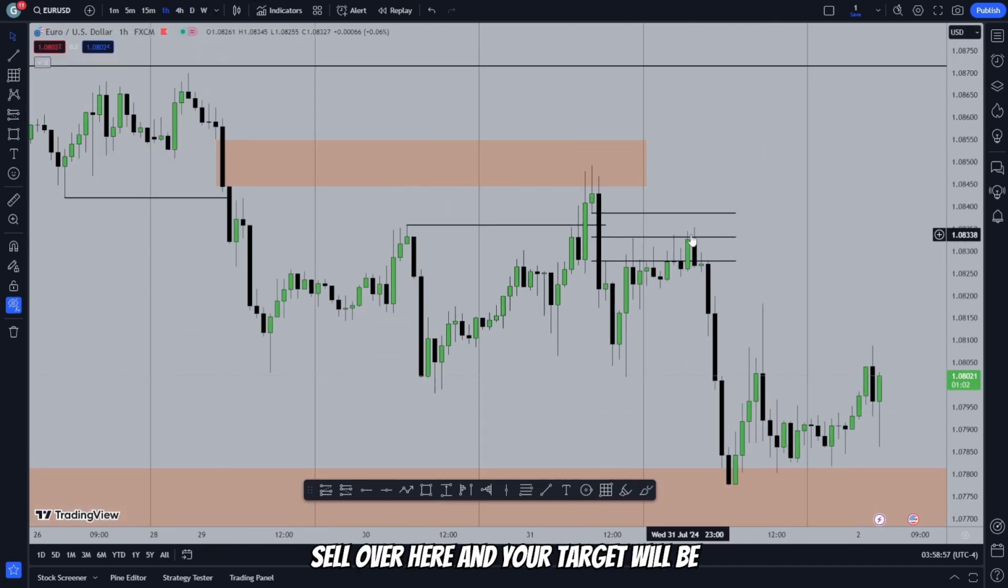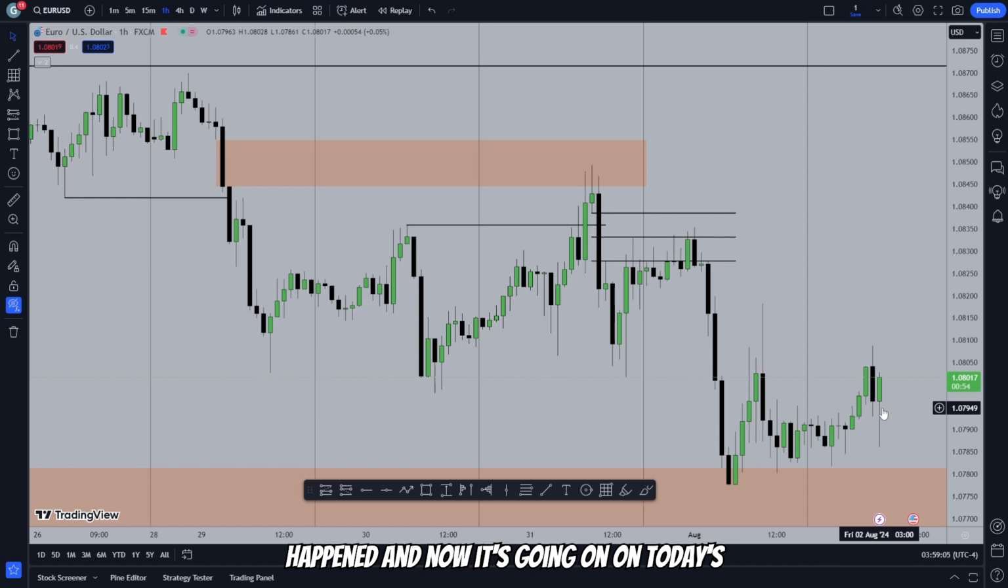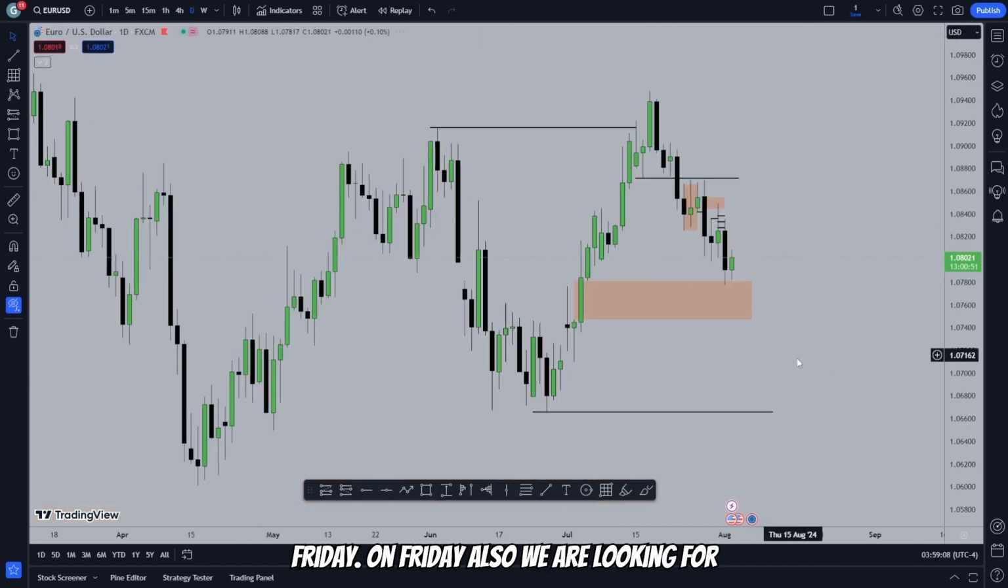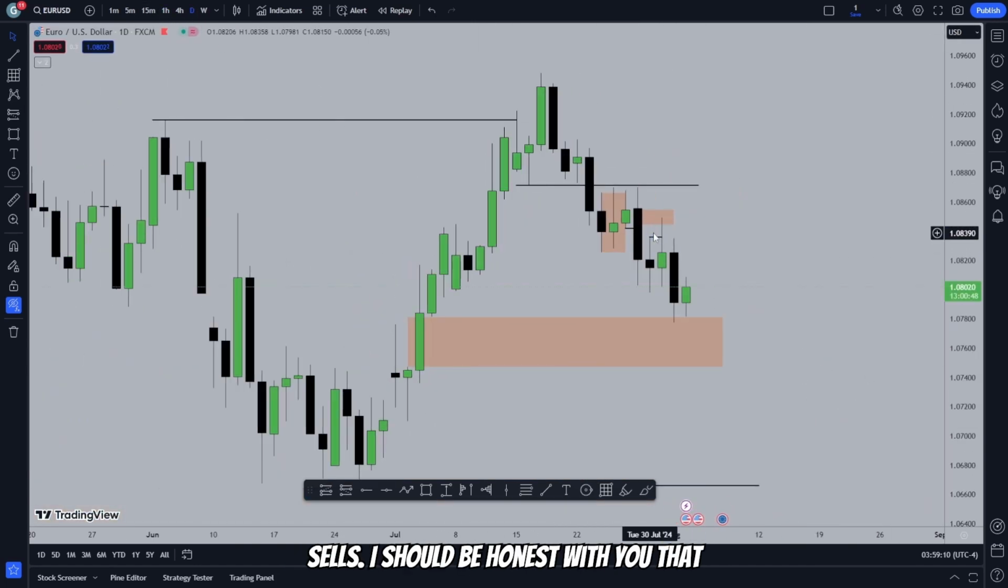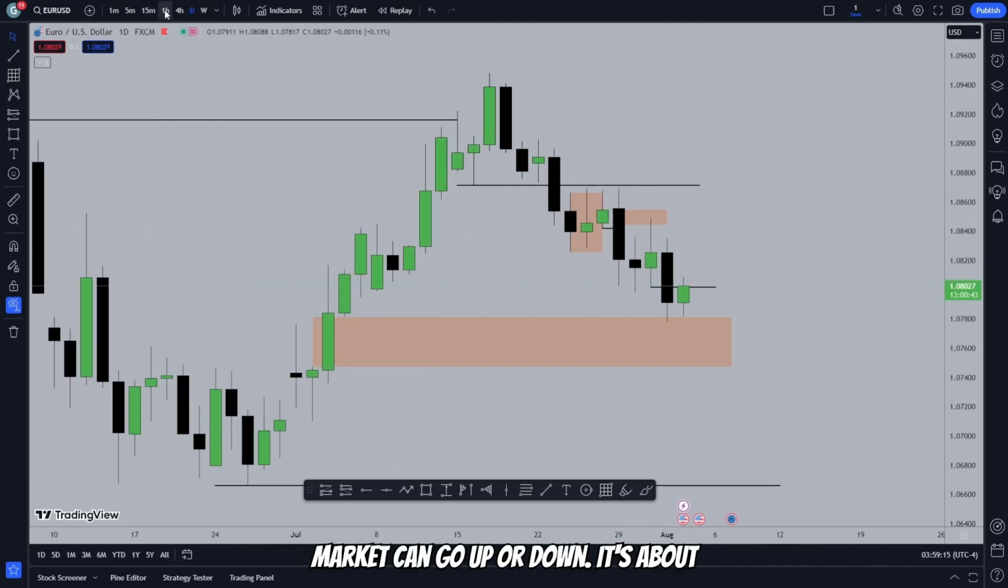Okay, so now you can look at the 1h time frame. You could have taken a sell over here and your target would be these two relative equal lows. So this will be a liquidity run, and the liquidity run happened, and now it's going on, and today is Friday. On Friday also we are looking for sells. I should be honest with you that we are looking for sells over here, but the market can go up or down, it's about that.